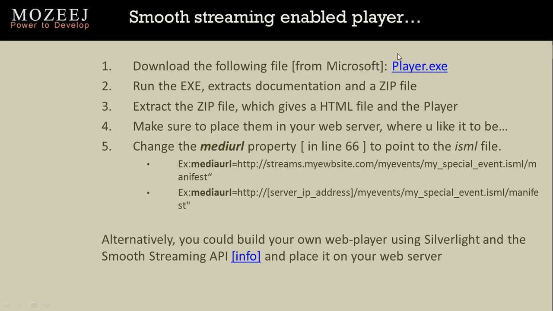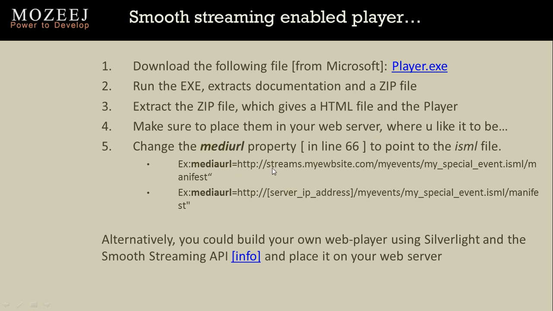You can download it, or else you can build your own media player if you have experience with Silverlight. There's a lot of information about the smooth streaming API and other examples on the internet. And if you're going to go with this free media player, or actually it's not my product, it's from Microsoft, I guess, you'll have to change line number 66, which says something about a media URL.